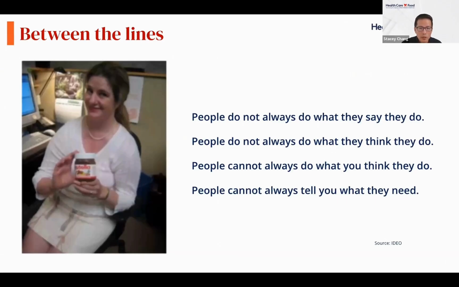In design research, we often repeat these tacit truths. People do not always do what they say they do. People do not always do what they think they do. People can't always do what you think they do. And people cannot always tell you what they need. This picture was taken as part of a research project studying eating and nutrition habits. This woman struggled to manage her weight, but insisted that she ate a very strict, healthy diet with great intention.